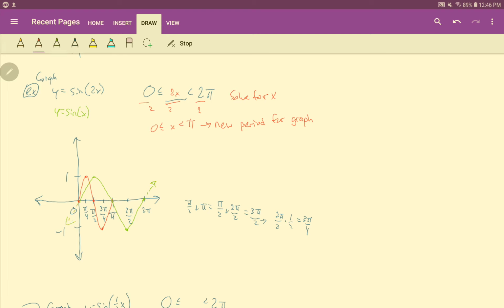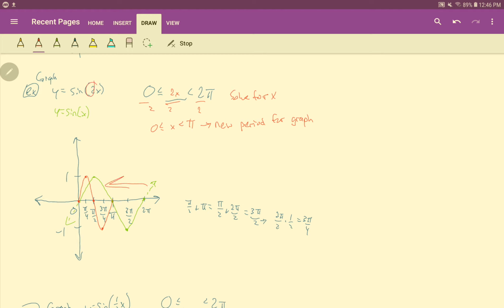Well, we could actually fit a whole other period. We actually fit 2 full periods of sine of 2x inside of the sine of x there, between them kind of thing. So you get the idea. But anyway, there is the difference. You can see that horizontal shrink, right?